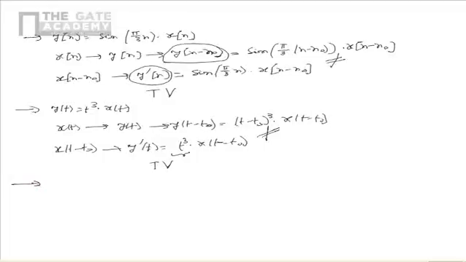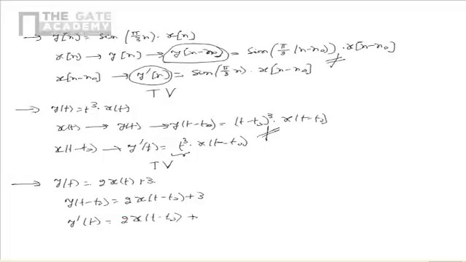Now, let us consider another system. y of t is equal to 2 into x of t plus 3. We have to find if the system is time invariant. Here also the delayed version of the output would be y of t minus t naught is equal to 2 times x of t minus t naught plus 3, and the output due to delayed version of input would be y dash t is equal to, the delayed version of input is x of t minus t naught, so the output is 2 into x of t minus t naught plus 3.